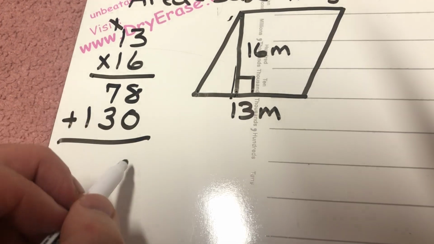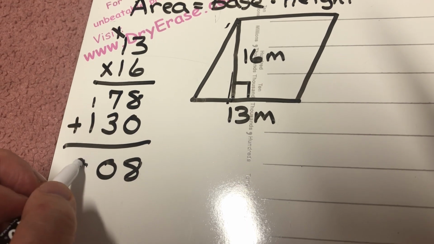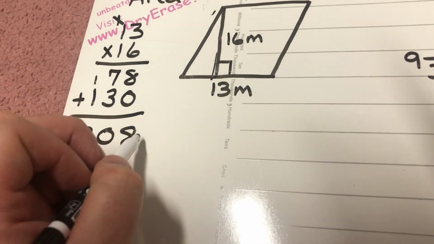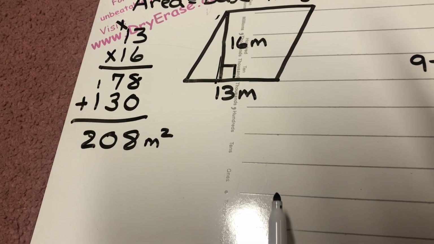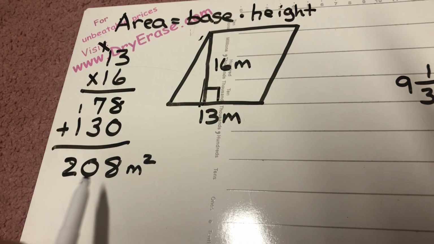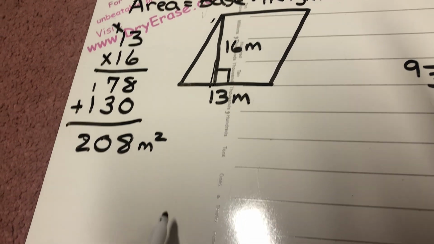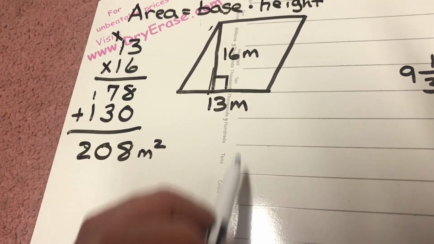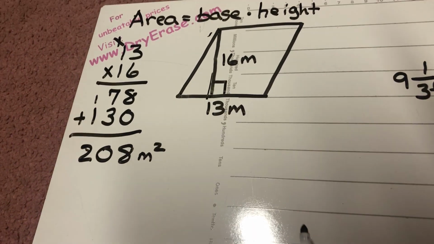I add these together. 8 and 0 is 8. 7 and 3 is 10. Put the 0 down, carry the 1. 1 plus 1 is 2. I get 208. When we do area, it's always in square units. So we make it look like a little exponent 2. The idea being that if the floor were this size, you could cover it with 208 squares of carpet, all 1 square unit, meaning that the square is 1 meter, 1 meter, 1 meter, 1 meter, because in a square all 4 sides are the same. 208 pieces of carpet that size will cover this floor.